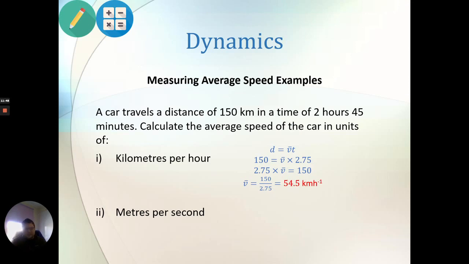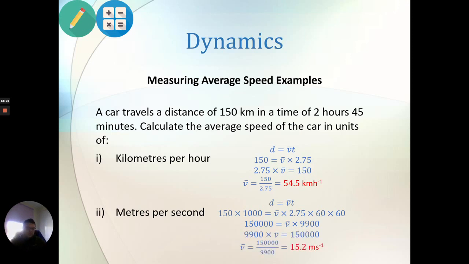Now, metres per second, slightly more complex. We have to basically multiply it out so that we've converted our 150 kilometres into metres, which is 150 times 1,000. And then we have to convert our 2.75 hours into seconds, so we multiply it by 60 to turn it into minutes, multiply it by 60 again to turn it into seconds. And that ends up giving us 150,000 is equal to V times 9,900.